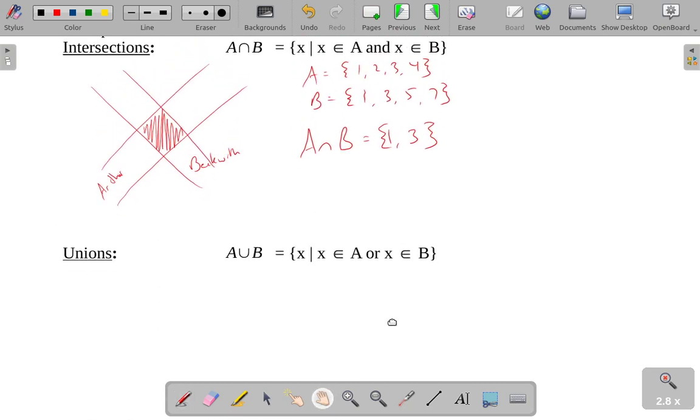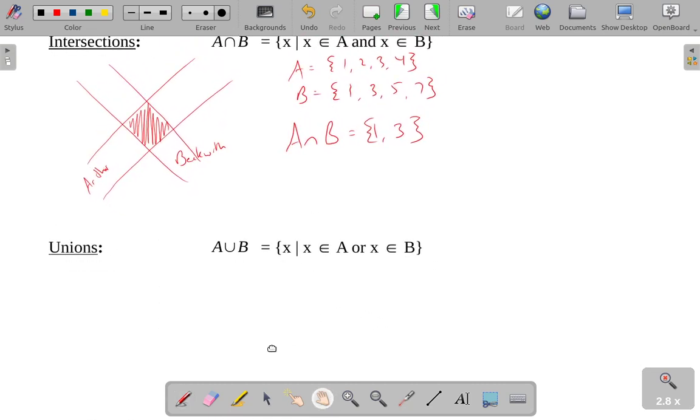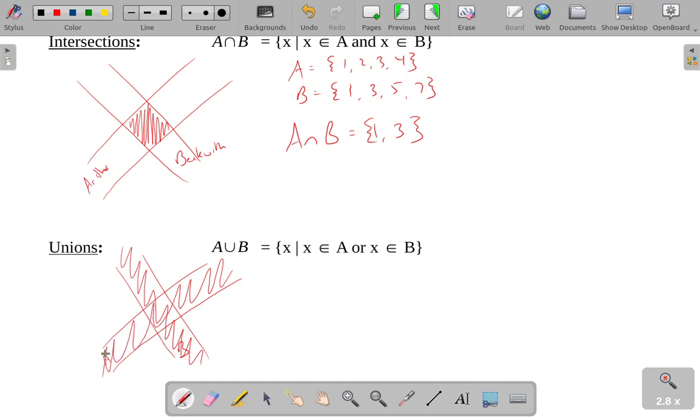So a union is kind of the counterpart to an intersection. If we were thinking of our street analogy here, this is Arthur, this is Beckwith. The union of these two streets would be, well, not just the intersection, it would be everything that's in either A or B. So this is in A and in B. Over here, this would be in A or in B.